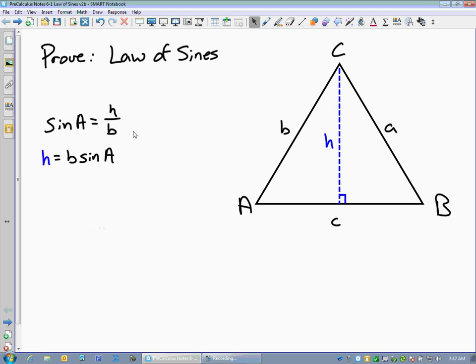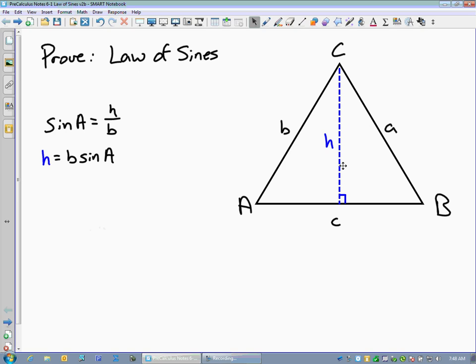You can go through that derivation each time, but eventually you'll want to come to the understanding that when you have a right triangle and you're looking at one of the acute angles, the opposite side will always be the hypotenuse times the sine of the angle, and your adjacent side will be the hypotenuse times the cosine of the angle. Sometimes it's easier to think of it in those terms.